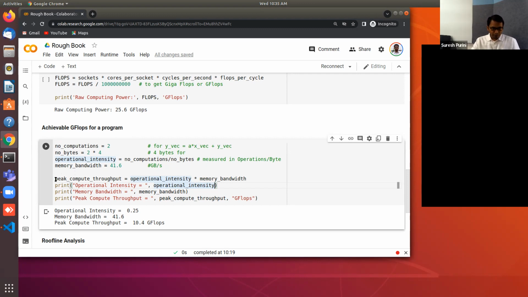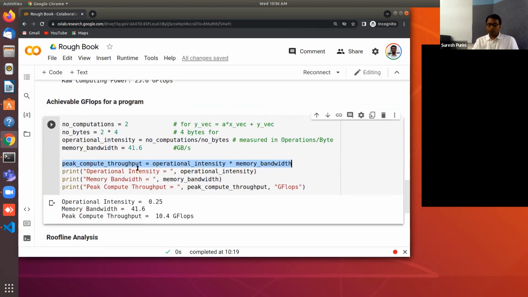So we want to improve this, which is what I have highlighted here. In order to improve the peak compute throughput, there are two ways of doing it. One way is increasing the operational intensity of the problem. But the operational intensity is a function of the program, so you may not have much leverage there. Memory bandwidth is a function of the system hardware, and there also you don't have much leverage, right? So we are stuck there. On one side, operational intensity is a property of the program, and on the other side, memory bandwidth is a property of the system. So how do we go about improving the peak compute throughput of the system? That's the challenge before us.